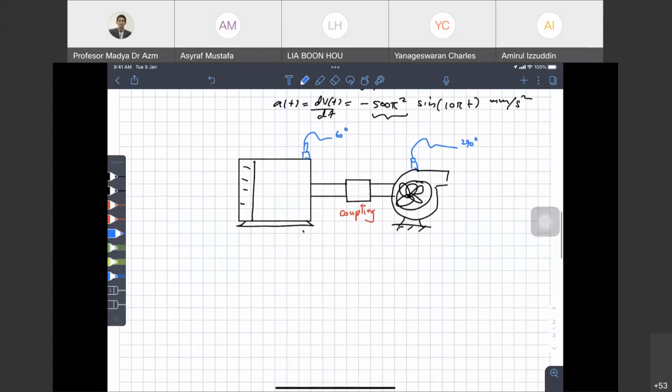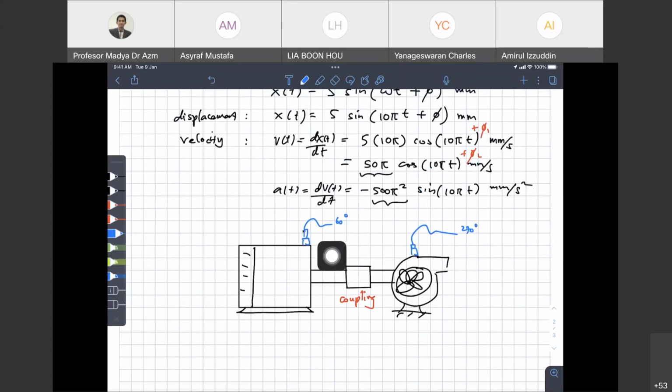So this one is not only vertical, but you also have to take it in horizontal. Because for coupling, there are two: parallel coupling and also, what is the other one? Angle coupling, if I'm not mistaken. I'm not sure. Forgot the name already.